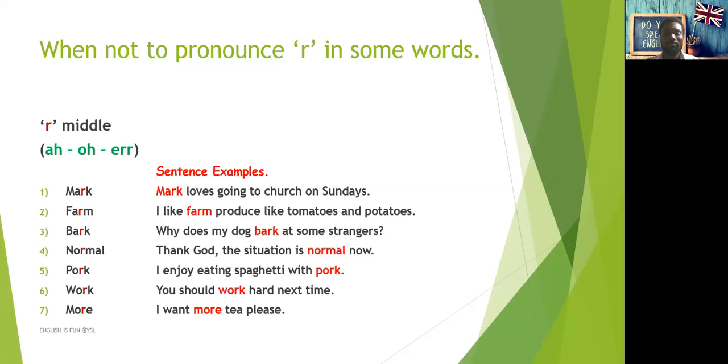The same applies to cock. Oh, let's go to normal first. All right, we've got normal.